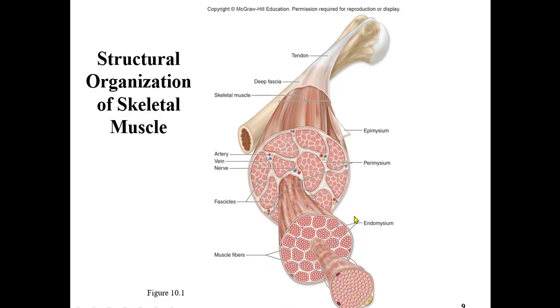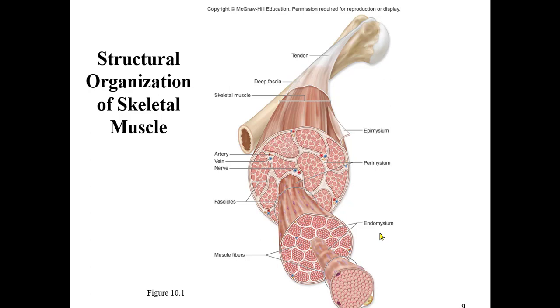This entire thing is a muscle fiber. Some people call it muscle cell. Some people call it muscle fiber. The muscle fibers have an outer covering called endomysium. So are you noticing that this is really a tube within a tube within a tube?